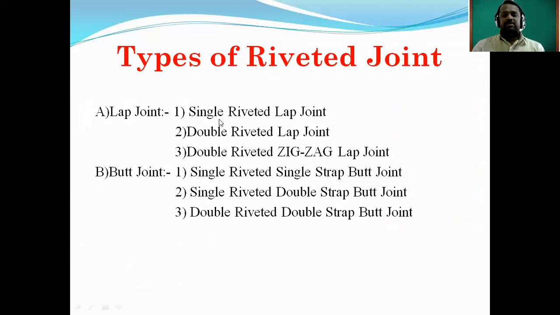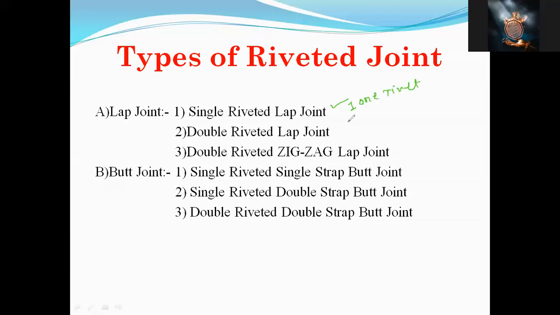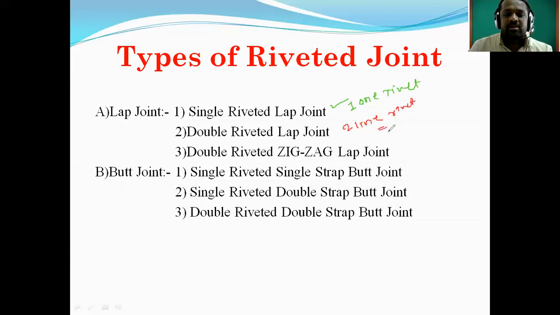When can we call it single riveted? When only one line of rivet is used, we call it single riveted. When can we call it double riveted? When two lines of rivets are there, we call it double riveted.